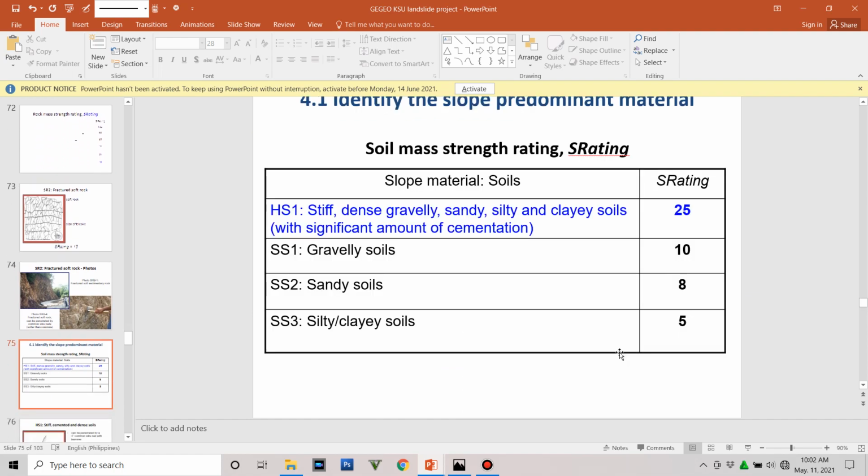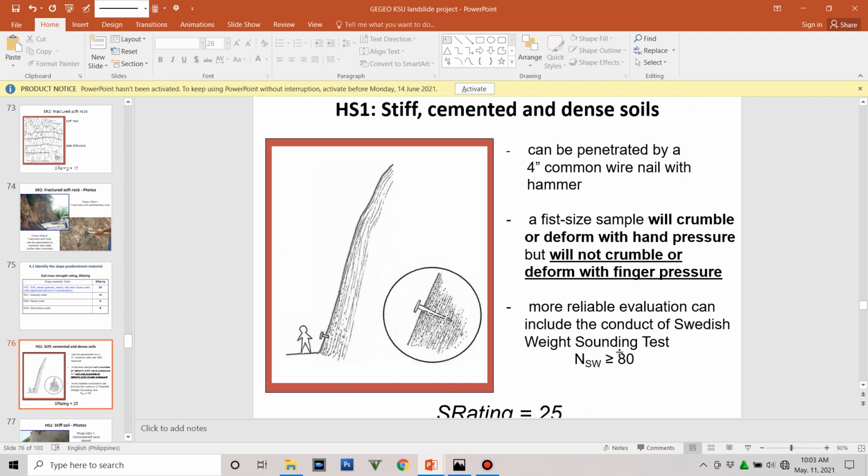Now moving on to the soil mass. So soil mass are classified into 4. It is either HS1, SS1, SS2, or SS3 as flashed in the screen. So yung HS1 is the stiff dense gravelly. Ito yung very stiff, which has the highest S rating, and then followed by gravelly soils, then sandy soils, and the lowest is the silty or clayey soils. So HS1 stiff cemented dense soils. Number 1, it can be penetrated by 4 inches common wire nail by hammer.